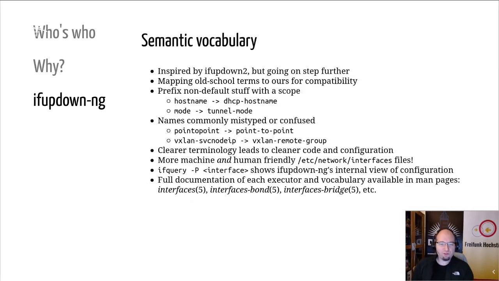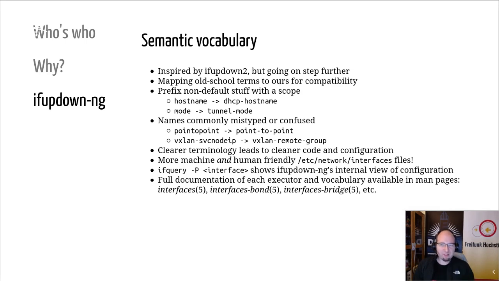So to dig a bit deeper into the semantic vocabulary, we have been inspired by ifupdown2. The folks at Cumulus invented some new naming for attributes for interfaces, and we added a mapping for the old school terms to ours for compatibility. The basic idea is we have something like a scope in the naming. So non-default stuff, with default stuff being IP addresses and netmask and gateway, etc., are prefixed, like the DHCP hostname or the tunnel mode, to be explicit on what is configured there. That's something we can easily map.